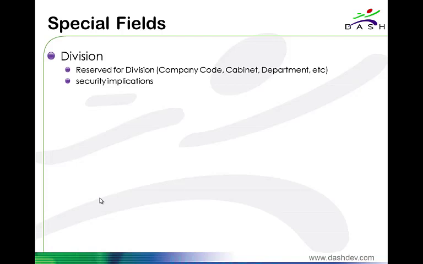The database also contains some special fields. There's a field called division that's reserved for the division codes. A division in DDX world can be either a company code, a cabinet, a department, etc. Oftentimes it is identical to the company code that you may use in your ERP system, but it's not a hard and fast requirement. This is a special field because there are security implications to it that make it easy to grant or deny access to entire groups of documents within a given division.